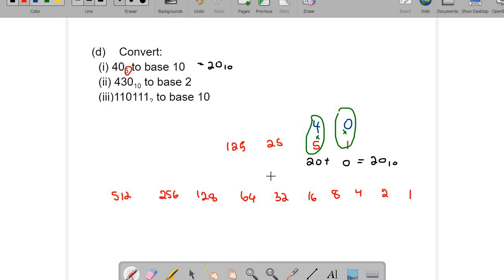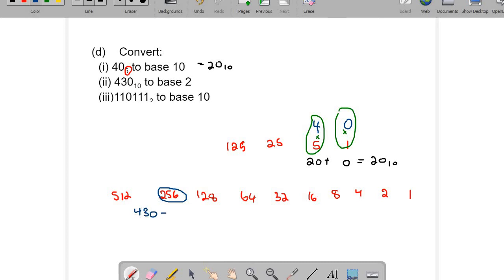Now, when you're converting to binary, the method I prefer is the subtraction method. There's another method where you divide by 2, but I prefer what is called the subtraction method. So to use the subtraction method, you're going to start by subtracting the biggest number that is less than the number that you're asked to convert. Okay, so what is the biggest number here that is less than 430? That would be 256. So we're going to subtract 256 from 430.